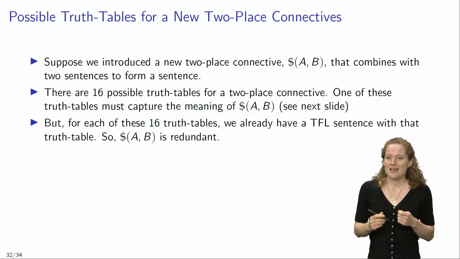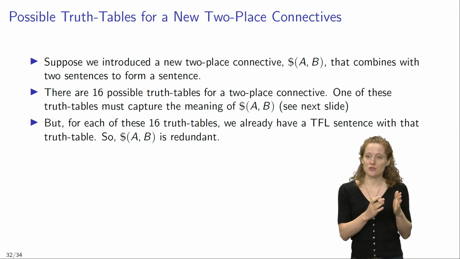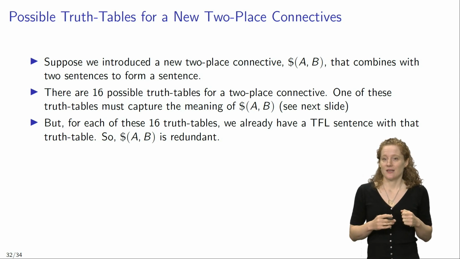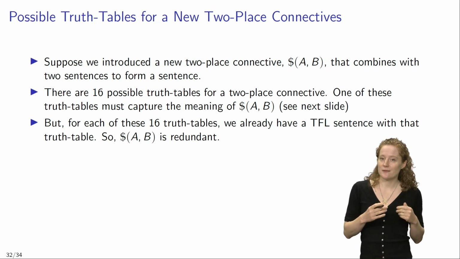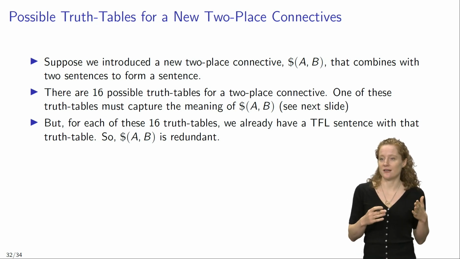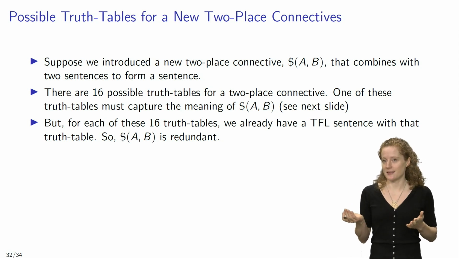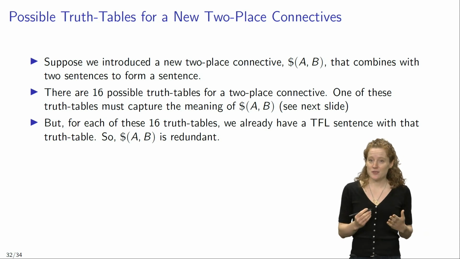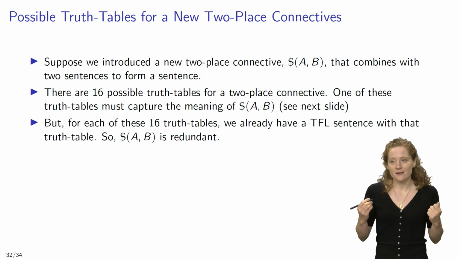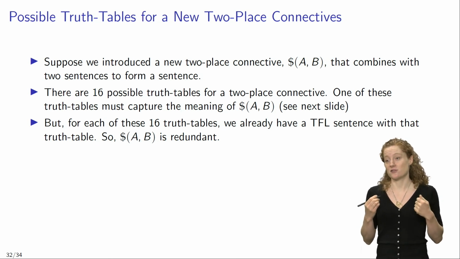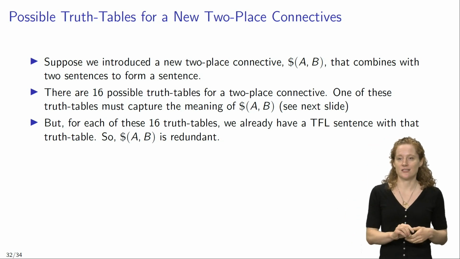Well, the answer is that there are 16 possible truth tables for such a new two-place connective. And one of these 16 possible truth tables would need to be able to capture the meaning of $AB. We will look at these 16 truth tables on the next slide. But it can be shown that for each of these 16 truth tables, we already have a TFL sentence with that truth table. And that means that $AB is redundant.